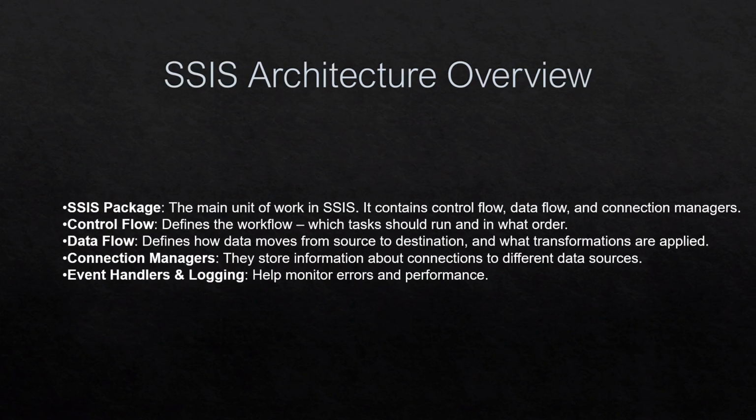Next is the architecture overview. Now let's quickly look at the main building blocks of SSIS. The SSIS package contains all the tasks, that is the package. Next is control flow, which defines the workflow: which tasks run and in what order. That is all defined by the control flow. Next is data flow, which defines how data moves from source to destination with transformations.